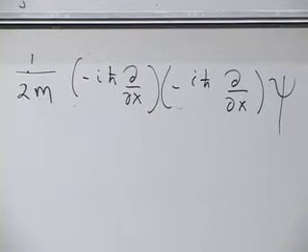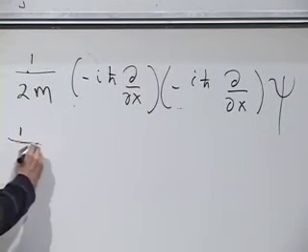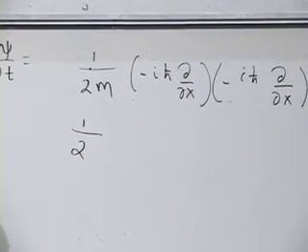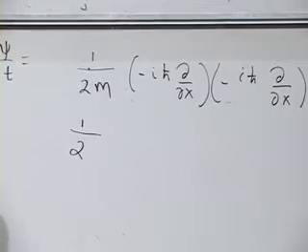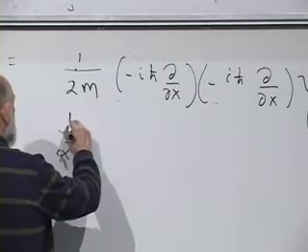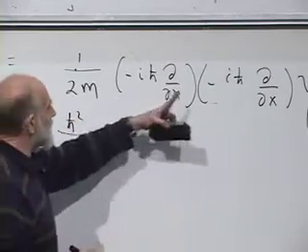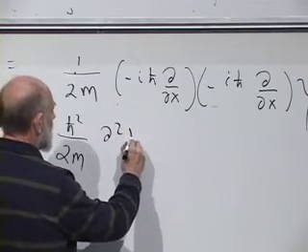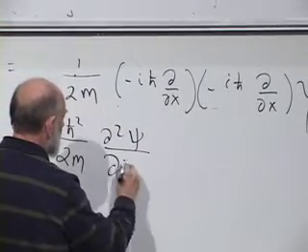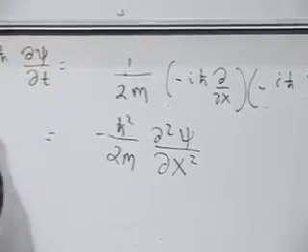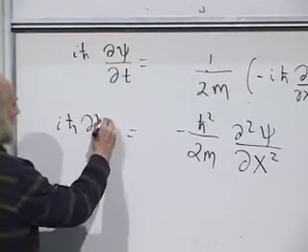So altogether, the right-hand side is 1 over 2m. I have the feeling I've still lost a minus sign. No? No, okay. 1 over 2m, h bar squared, minus i times minus i is minus 1, and d second psi by dx squared. Right, now you'll get a minus i when you bring the left-hand side over. That's equal to i h bar d psi by dt.